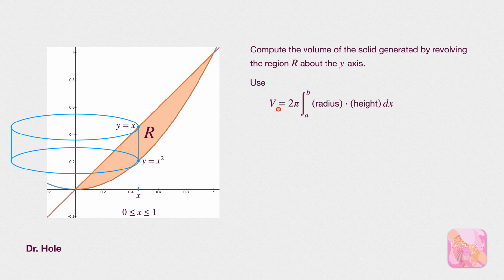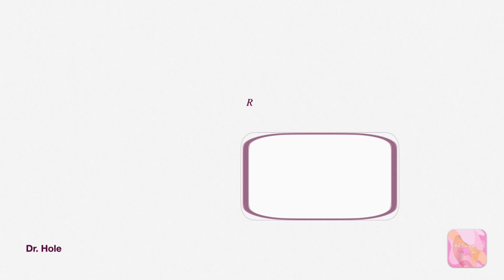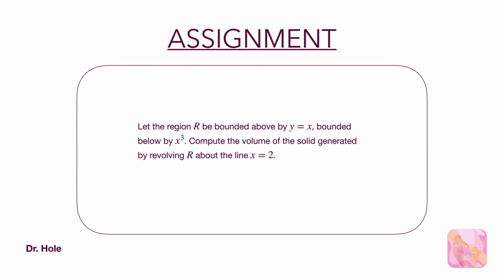Use the generic volume integral for the method of cylindrical shells. For the radius, we've established that's x, and for the height, we've established that's x minus x squared. Boom. Done. Our integral is set up. Straightforward to evaluate. And we're finished. Meaning it's your turn.